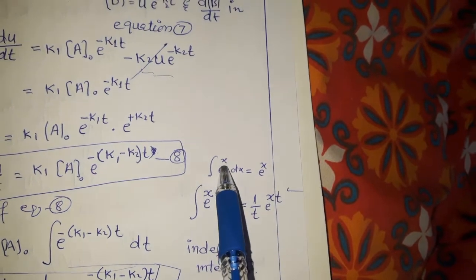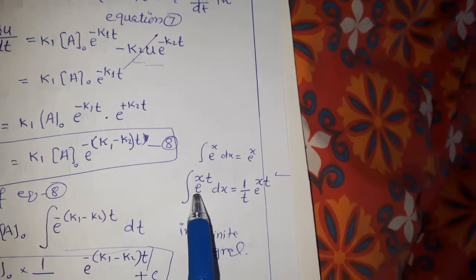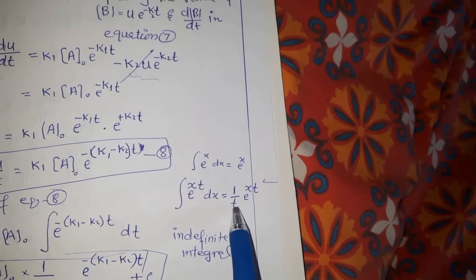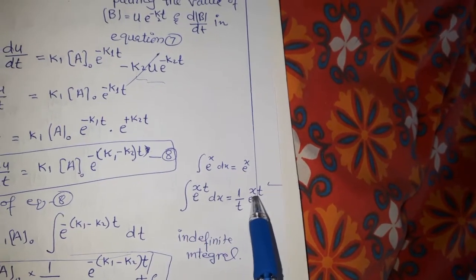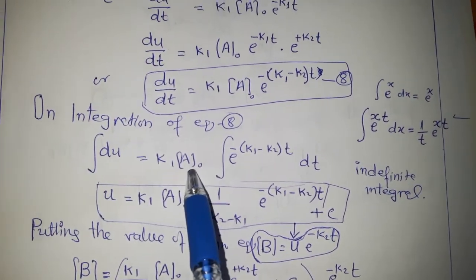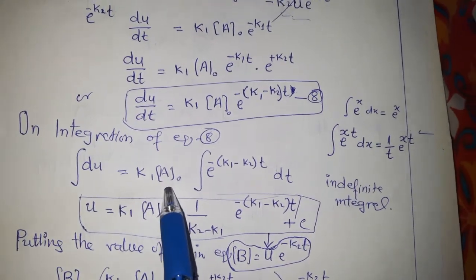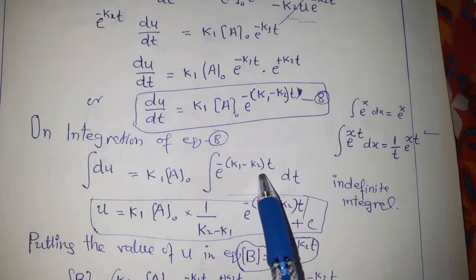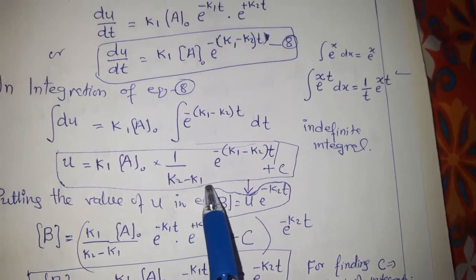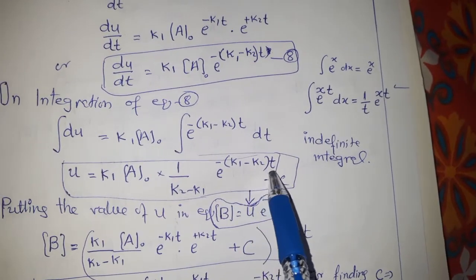If you have e raised x, on integration we get e raised x, and if you have e raised xt dx, on integration we get 1 over t e raised xt. So on integration of this equation, the constant term we have to take out of the integral sign, and on integrating this one we get the solution 1 over k2 minus k1 e raised minus k1 t.